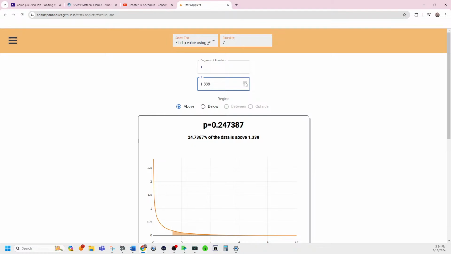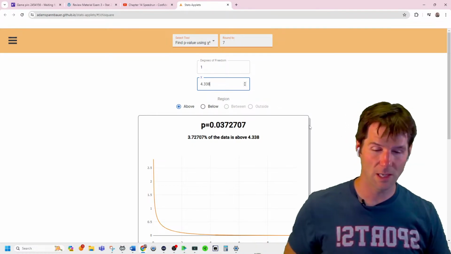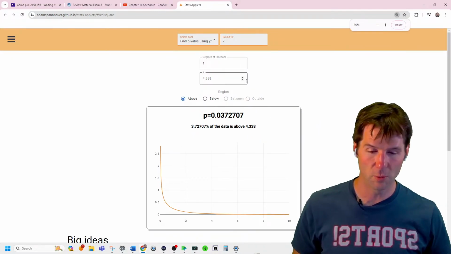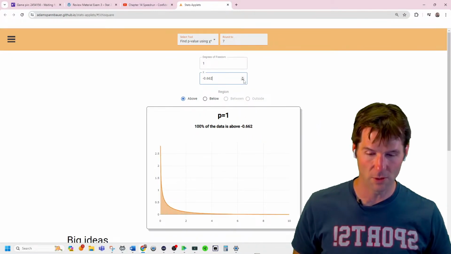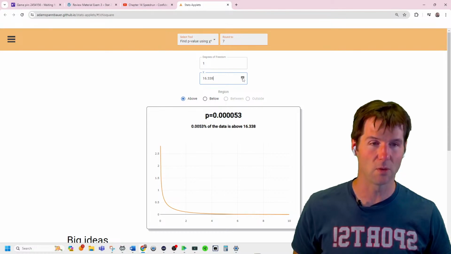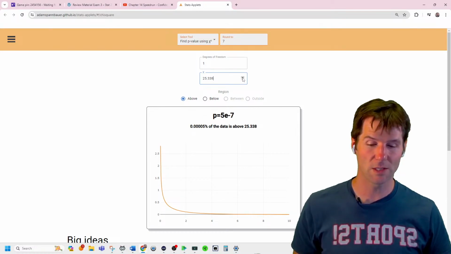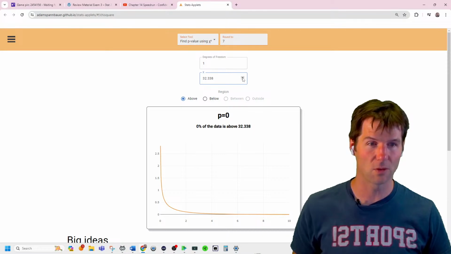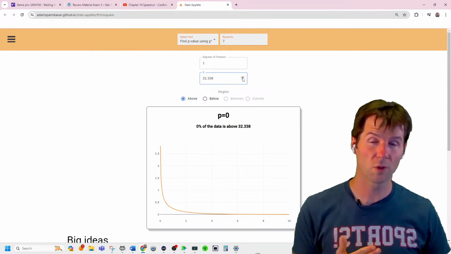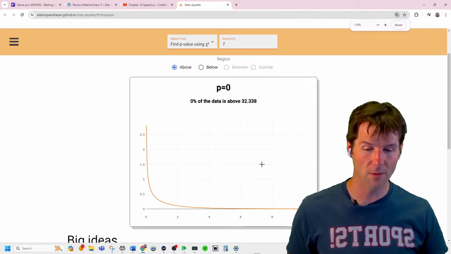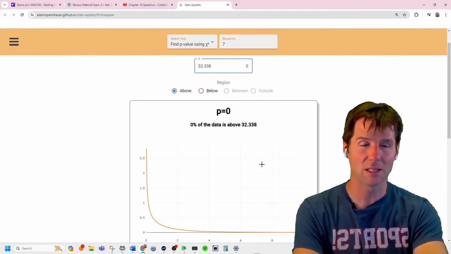Now, as the chi-squared gets bigger, what happens to the p-value? Larger chi-squared test statistics lead to what p-values? Lower, they're more extreme. There's less area to the right of them.